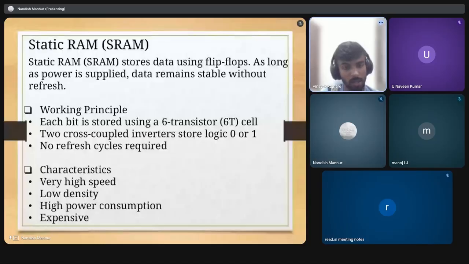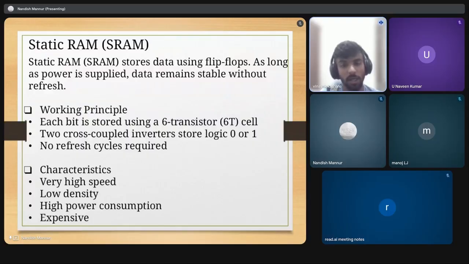The working principle: each bit of the data is stored using a six-transistor, 6T cell. It consists of two cross-coupled inverters that continuously hold the logic 0 and 1. Two access transistors allow reading and writing the data. Since the data does not leak, refresh cycles are not needed.